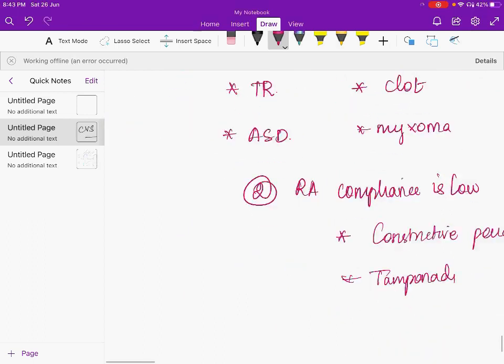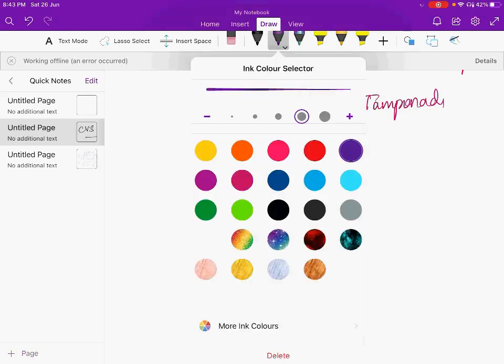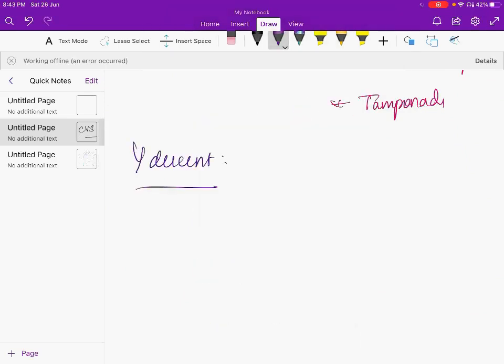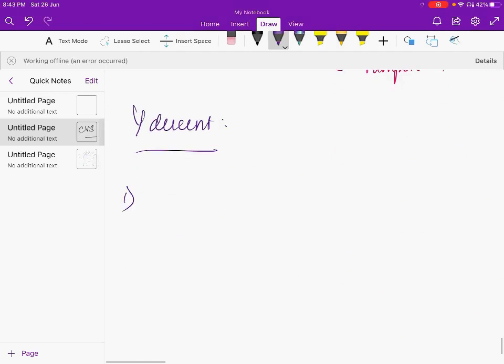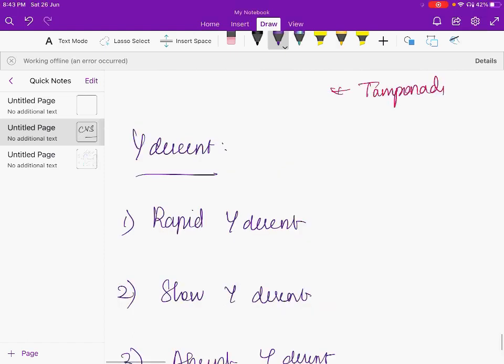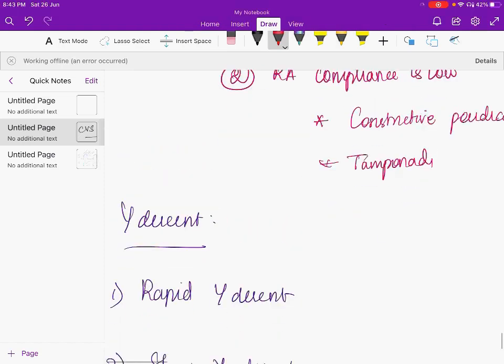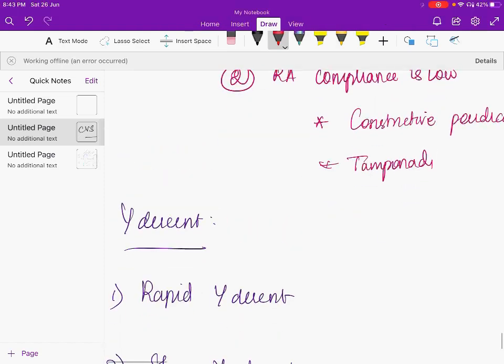Next, Y descent. Okay, in Y descent we have three pathologies. Your rapid Y descent, slow Y descent, and your absent Y descent. Okay, absent Y descent. Why does this rapid Y descent happen? Y descent is nothing but RA emptying.